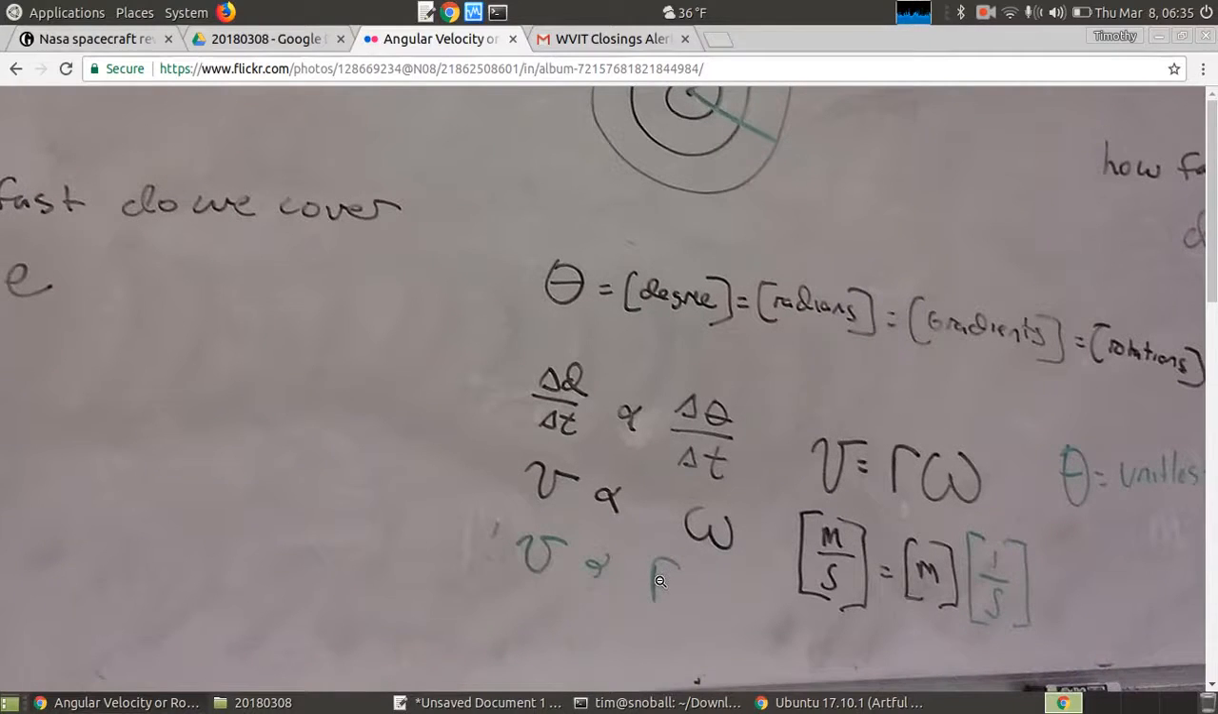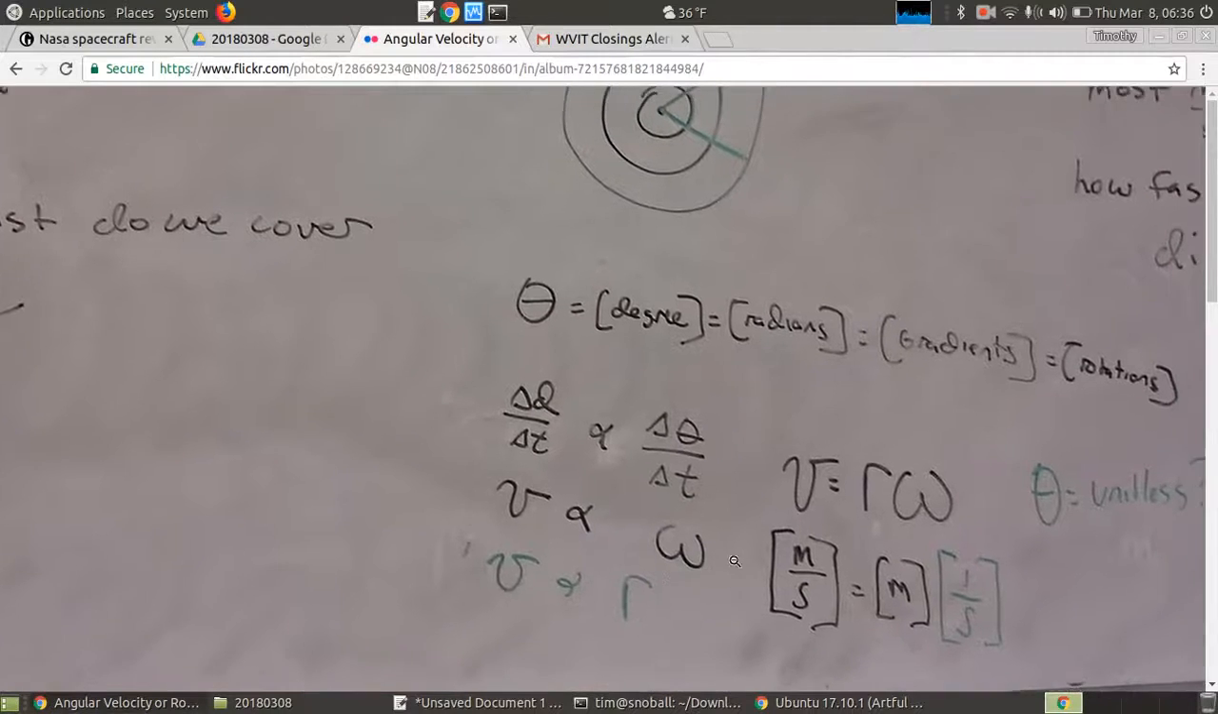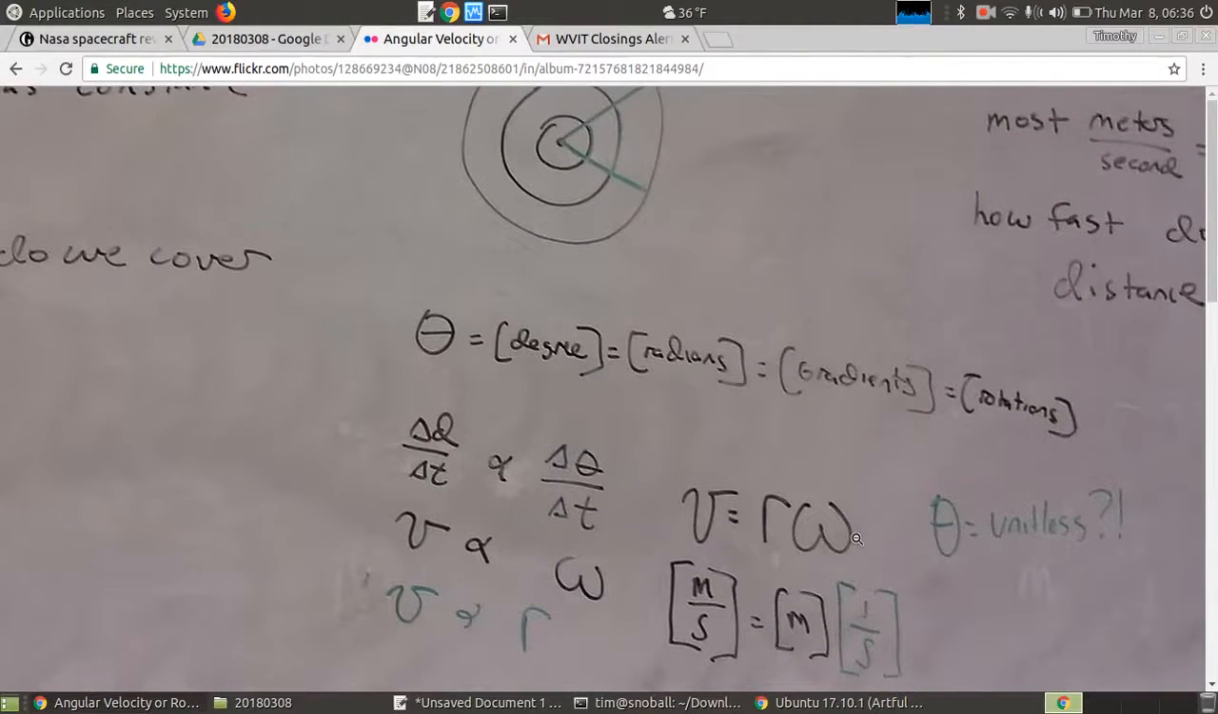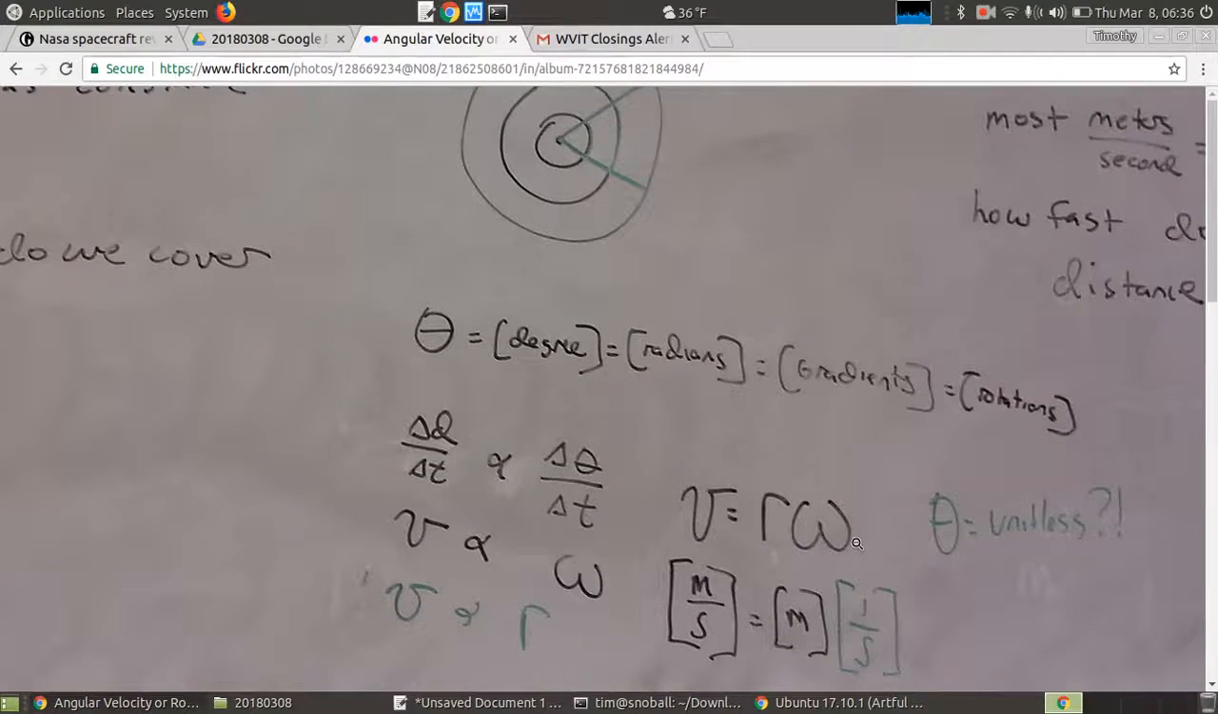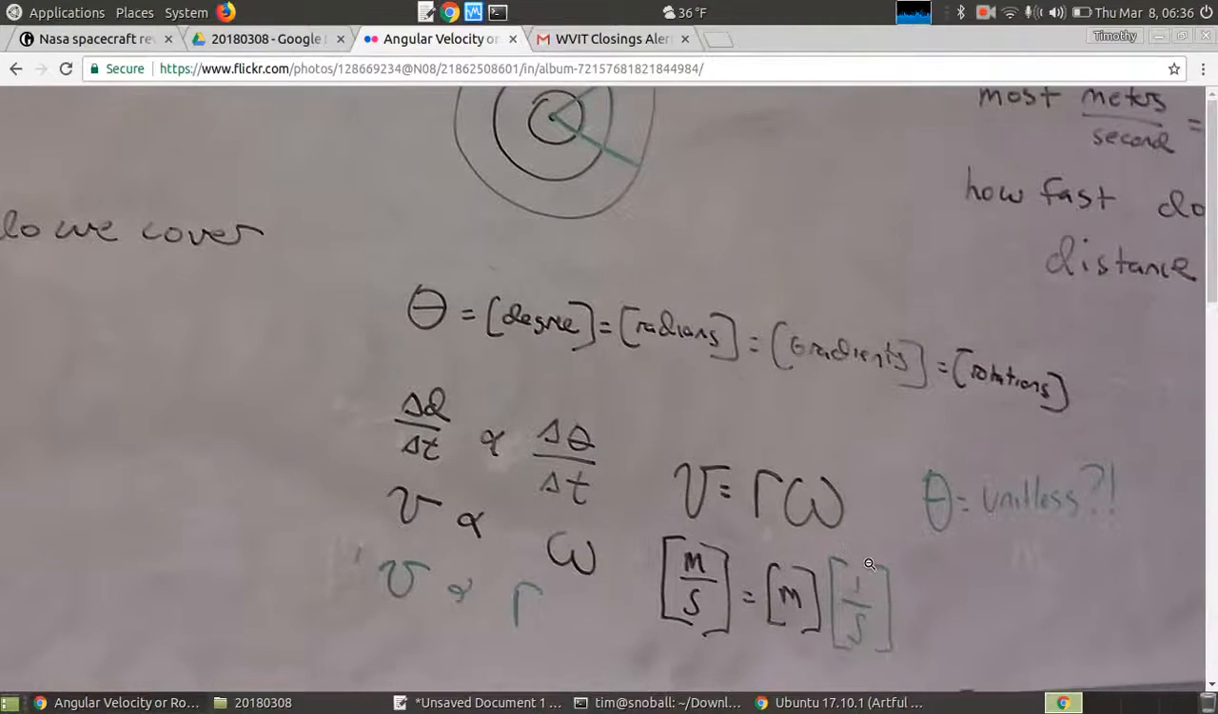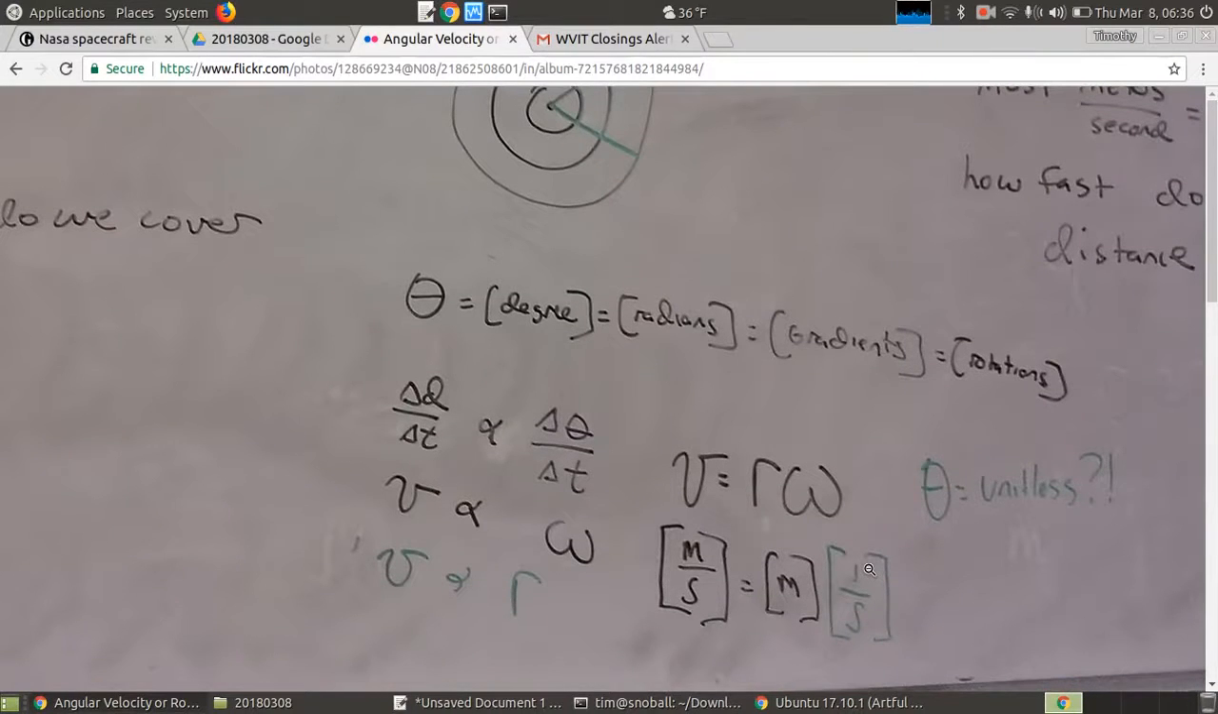We also saw from before that the farther you were away from the axis of rotation, the faster you went. So combining these two ideas, we get the equation V equals R omega. The units on that only work out if there's no unit for angle, which seems a little bit strange. But that actually is this when you're using the unit radian, and we need to explain that.